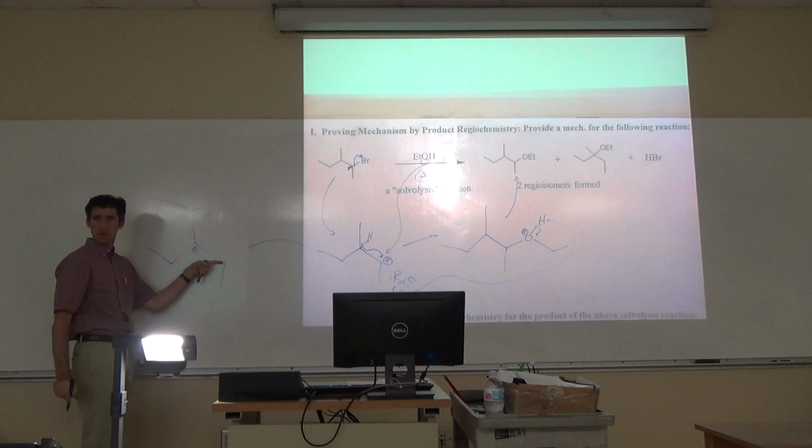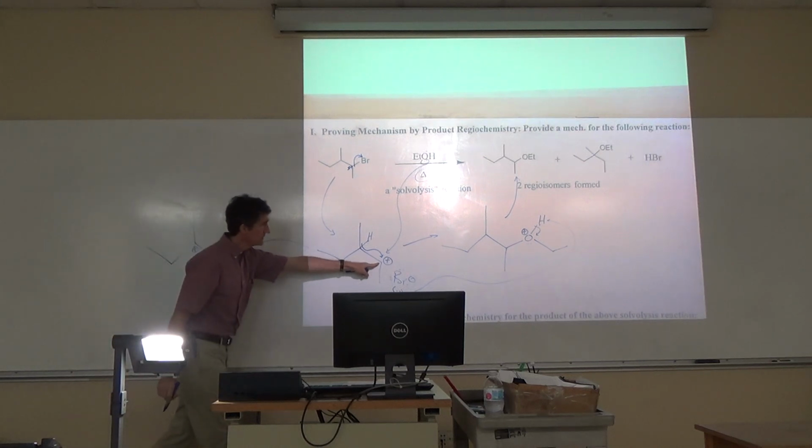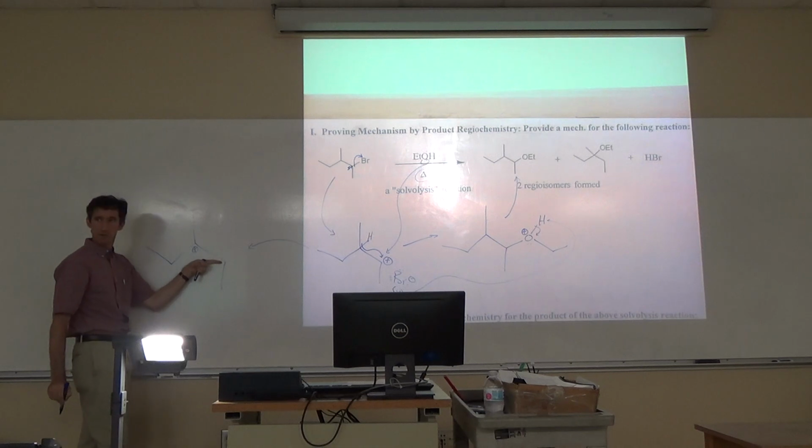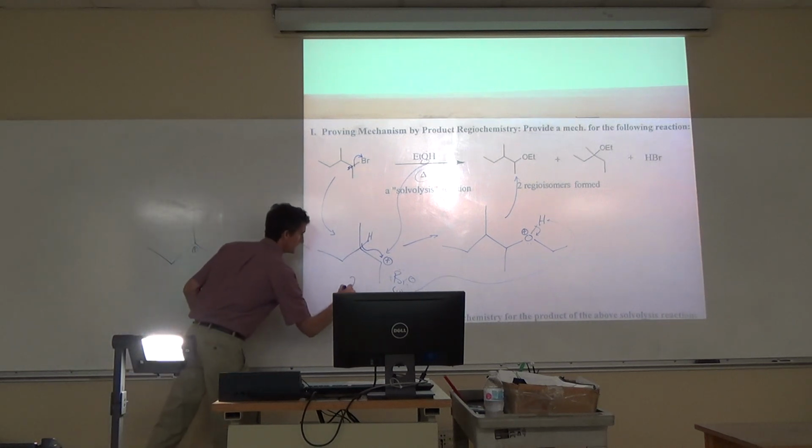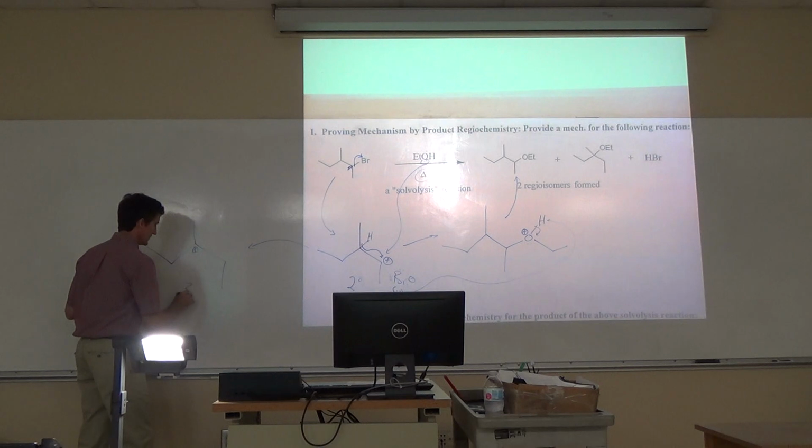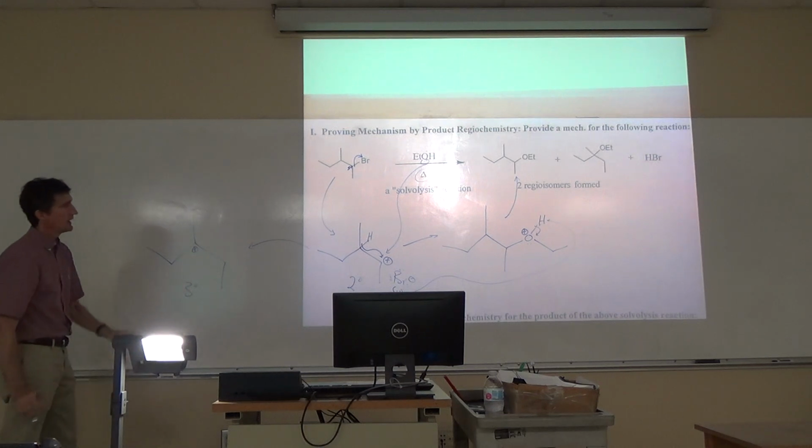Do I need to draw in the new H? Everybody knows there's a new H here now? There's one there. There's two here. From structure, neutral carbon with 2 H's. We went from secondary cation to tertiary carbocation. Now do you see how we get the other product?